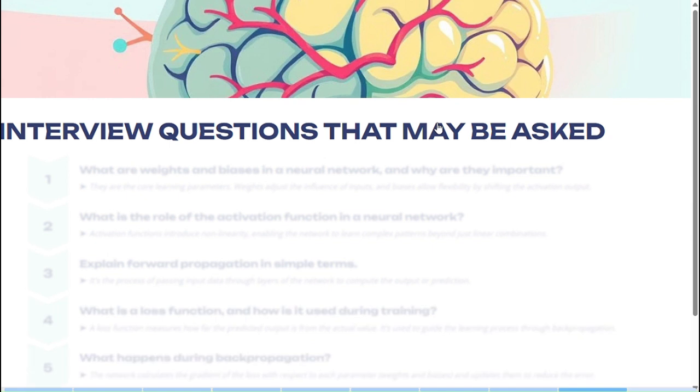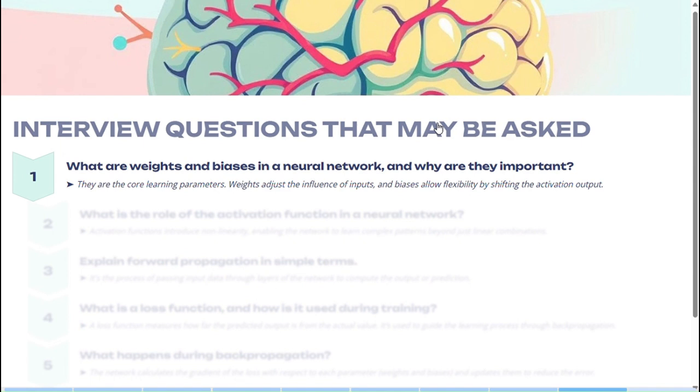So, these are some interview questions that may be asked on this topic. First, what are weights and biases in a neural network and why are they important? Answer: they are the core learning parameters. Weights adjust the influence of the inputs, and biases allow flexibility by shifting the activation output.